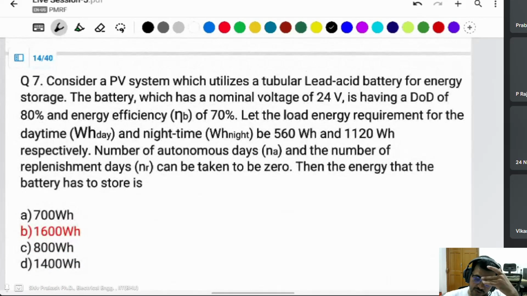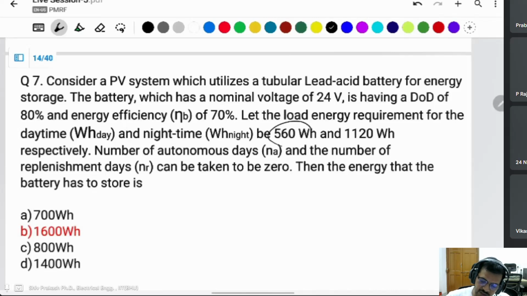Consider a PV system which will utilize a tubular lead acid battery. A lead acid battery uses an acid chemical for energy storage. The battery has a nominal voltage of 24 volt, a DOD of 80%, and an energy efficiency of 20%. Let the load energy requirement for the daytime and night time be 560 watt hour and 1120 watt hour.